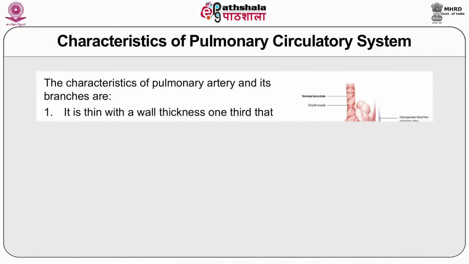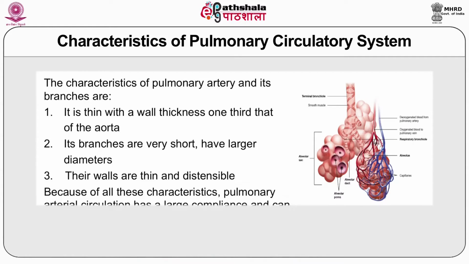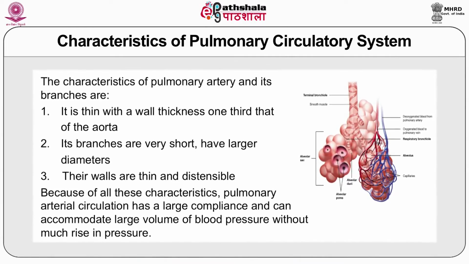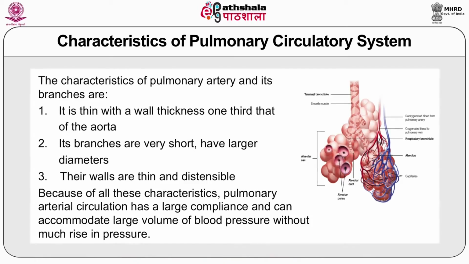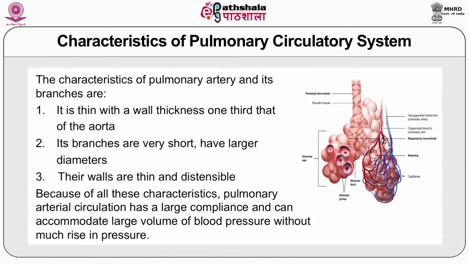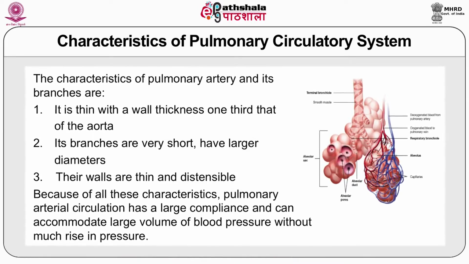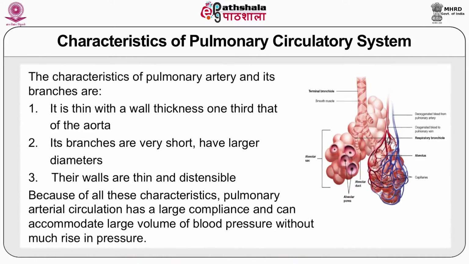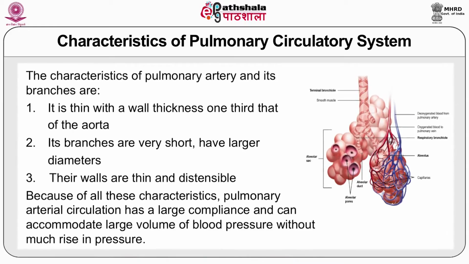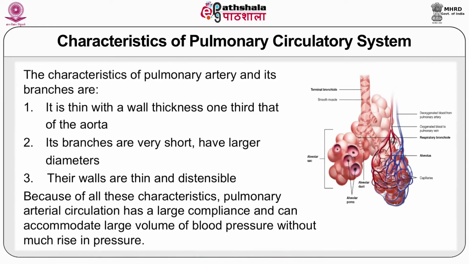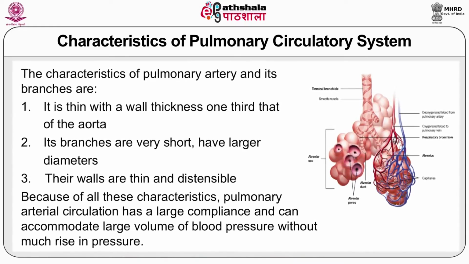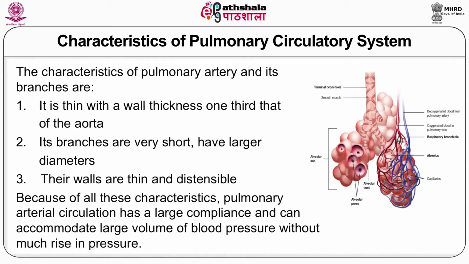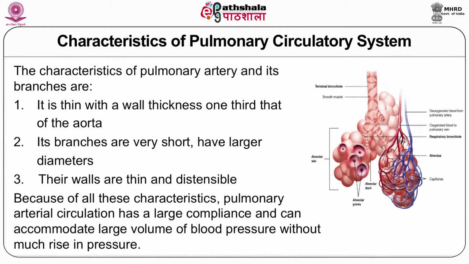The characteristics of the pulmonary artery and its branches are: first, it is thin, with a wall thickness only 1/3 that of the aorta. Its branches are very short and have large diameter. Their walls are thin and distensible, and because of all these characteristics, pulmonary arterial circulation has a large compliance and it can accommodate a large volume of blood without much rise in pressure.